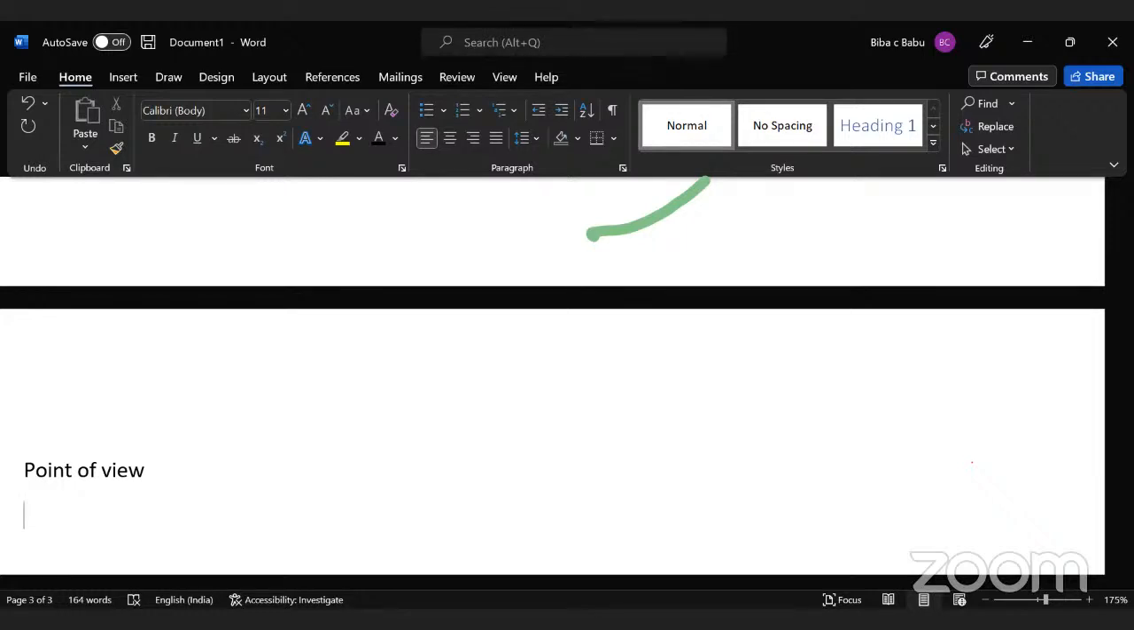They create their own rules. The style of writing will be different. They break the rules. That is called poetic license.